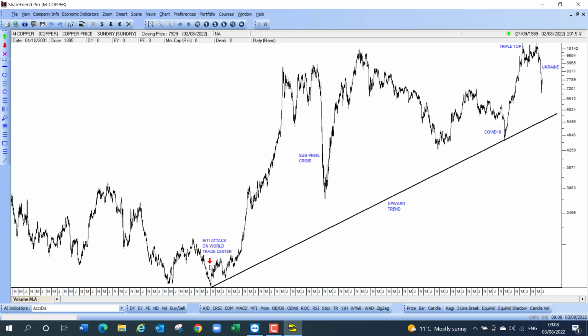Okay, so here you can see the attack on the World Trade Center on the 11th of September 2001. Over here is the subprime crisis. There's COVID-19. You can see the general upward trend in the price of copper. And starting here in 2021, copper made a triple top at just over $10,000 a ton. Obviously, this is the Ukraine crisis, which initially had a negative effect, but copper is trending back up again, and it's almost at $8,000 a ton again.